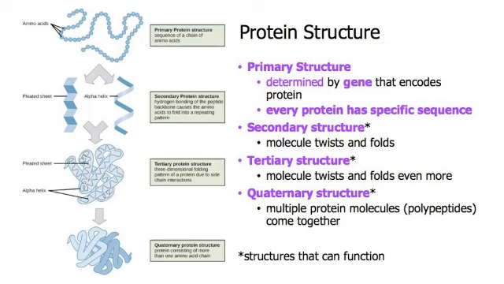Even a slight change in the primary structure can affect a protein's ability to function. For example, the substitution of one amino acid for another at a particular position in hemoglobin, the blood protein that carries oxygen, causes sickle cell disease. This is an inherited blood disorder.